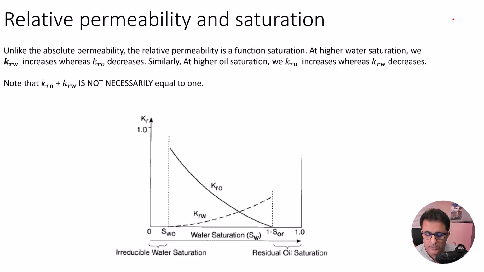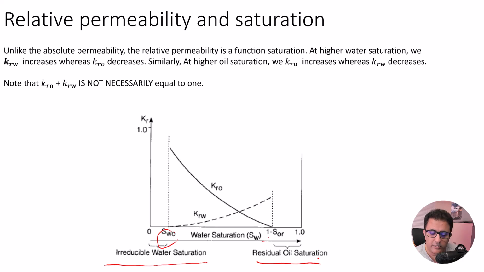This plot shows how the relative permeability of water and oil varies with respect to water saturation for a rock sample. I mentioned that it is impossible to make the water saturation 0. Similarly, it is impossible to make the oil saturation 0. So we're going to have some lowest value for the water saturation, called irreducible water saturation, and the lowest saturation for the oil, which we may call residual oil saturation.